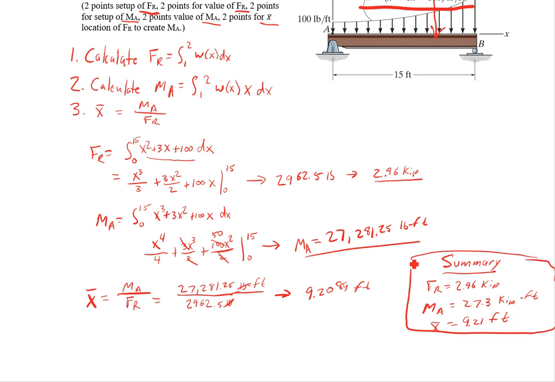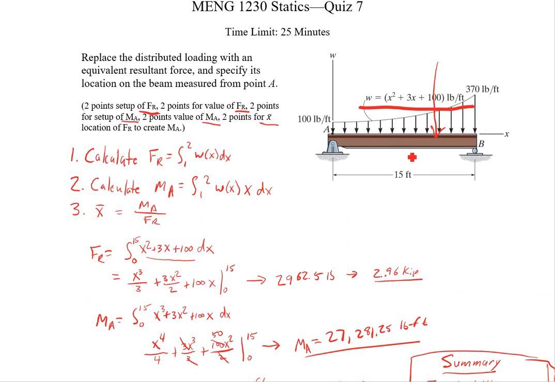And just as we suspected, oh, I drew off the edge there, sorry. Just as we suspected, x bar being 9.21 is farther to the right than to the left, so that matches our intuition at the beginning, and we could just replace this whole distributed load here with this force of 2.96 kip at 9.21 feet.